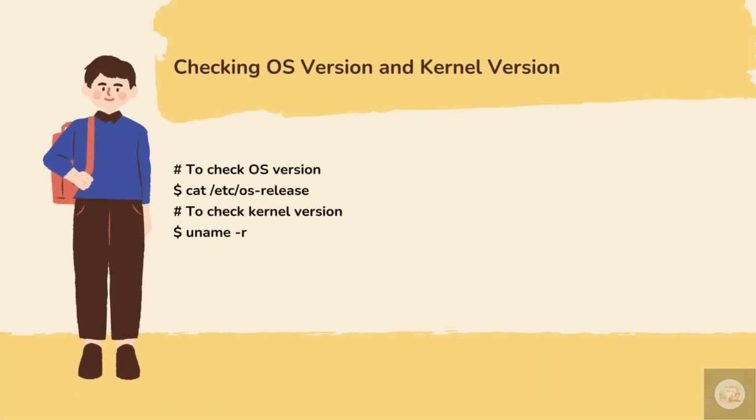Finally, it's important to know your system's OS and kernel version. Use uname -a to view the kernel version and cat /etc/os-release to check the operating system details.